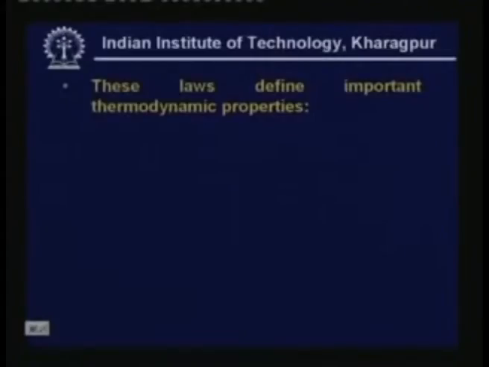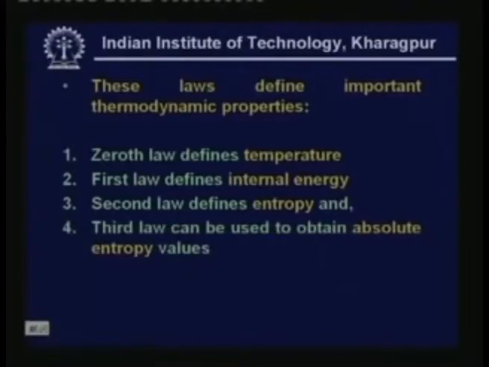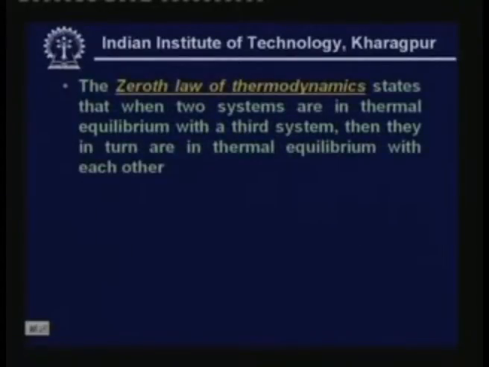And these 4 laws define important thermodynamic properties. For example, the zeroth law defines temperature, the first law defines internal energy, the second law defines entropy, and the third law can be used to obtain absolute entropy values. So, now let us see these 4 laws. Let us start with the zeroth law. The zeroth law of thermodynamics states that when 2 systems are in thermal equilibrium with a third system, then they in turn are in thermal equilibrium with each other. That means, let us say that there are 3 systems A, B, C. A is in thermal equilibrium with B, B is in thermal equilibrium with C. That means A will be in thermal equilibrium with C. So, this is simply the zeroth law of thermodynamics.